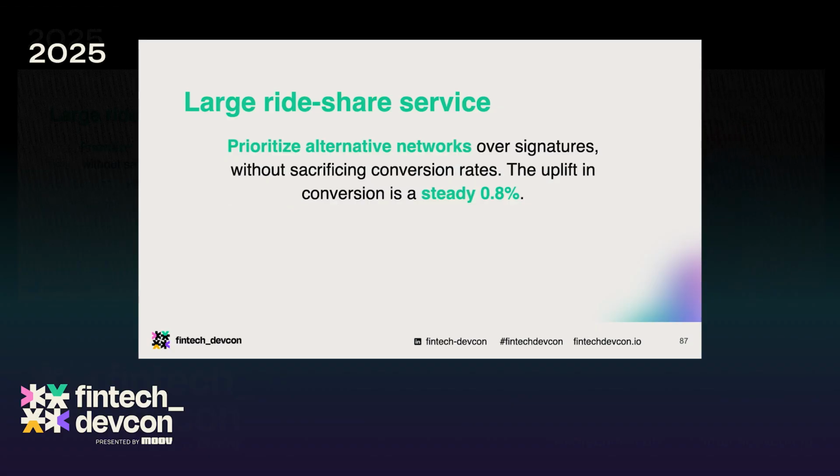And then the result is basically, by prioritizing alternative networks over signatures without sacrificing their conversion rates, they still saw a conversion rate that is steady, at a steady almost 1%, and they got their leverage over the other networks because they can route over those.